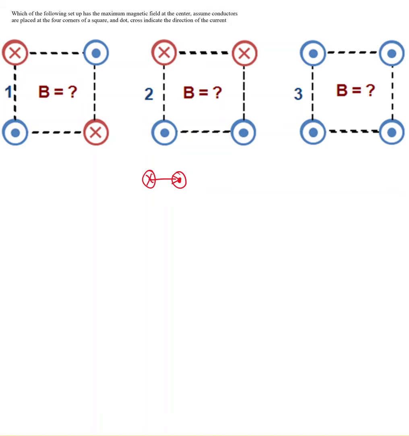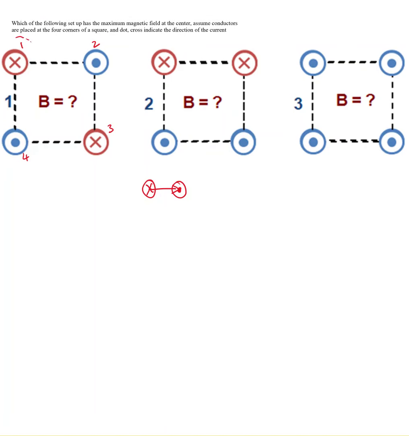Now our question is to find the magnetic field at the center. Looking at the first setup, let me label the conductors 1, 2, 3 and 4. Because of conductor 1, current is going into the board. Using the right hand rule, the thumb indicates the current direction and the folding fingers indicate the magnetic field direction. If you fold your fingers, the field goes in a clockwise direction.